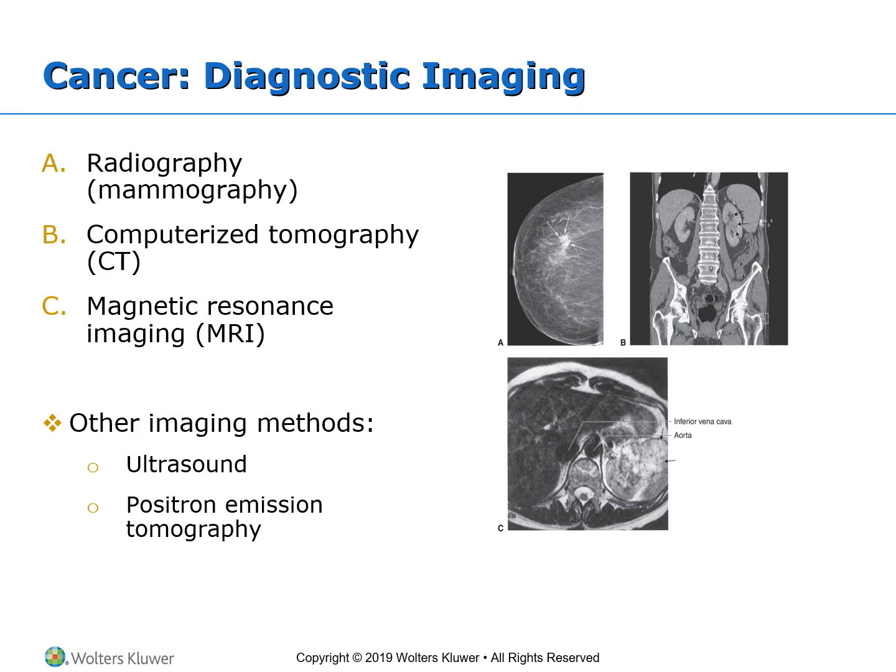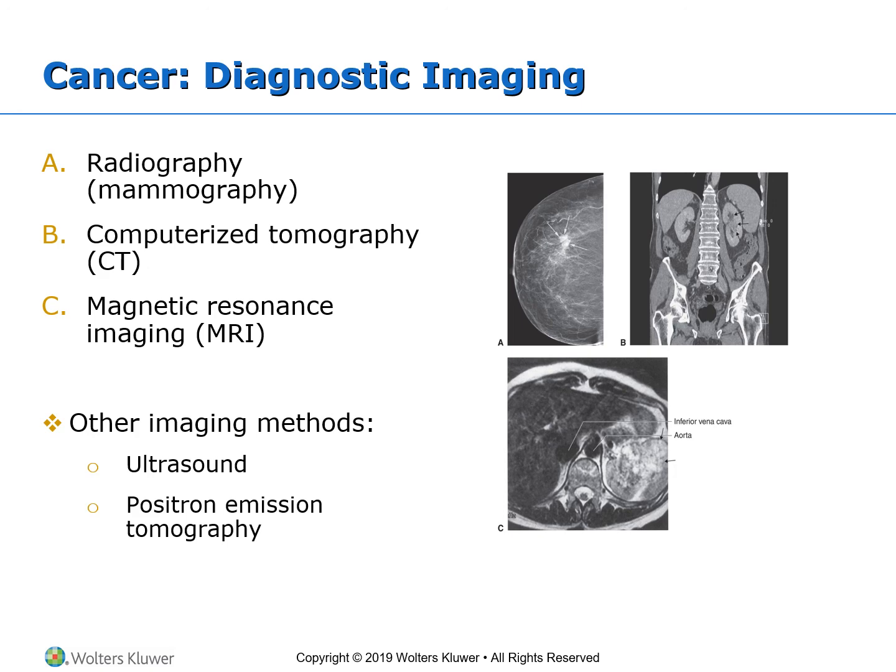We can use the regular X-ray, and your mammography is actually an X-ray of the breast. And you can see here in this picture, this hyperlucent lesion in the breast is highly suspicious for breast cancer. We cannot say it's breast cancer until we biopsy it and we look at it under the microscope.